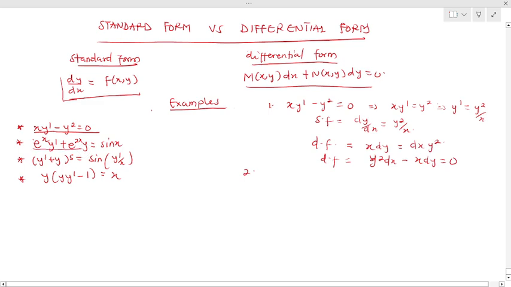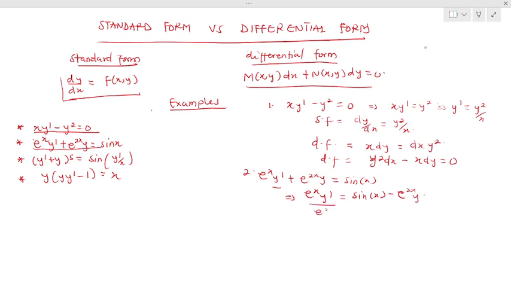Now let's see the second problem. I have e to the power x multiplying y prime plus e to the power 2x multiplying y is equal to sine of x. To convert this into the standard form, the only thing we have to do is to leave this y prime here and send everything there, as simple as that. So I'll have e to the power x y prime should be equal to sine of x minus e to the power 2x multiplying y. At this point, I divide through by e to the power x.